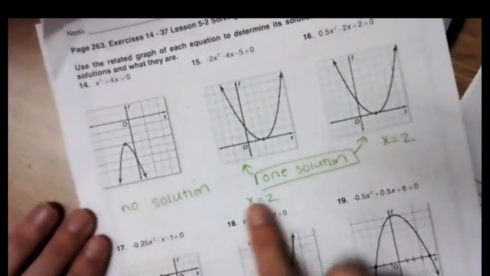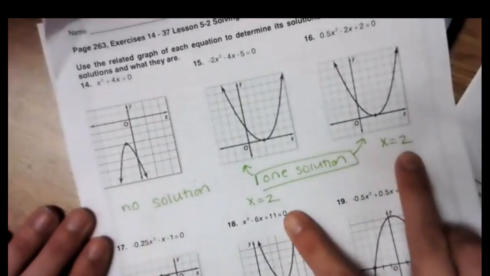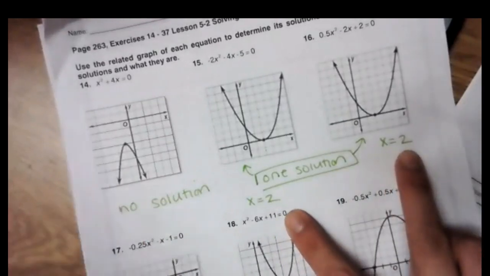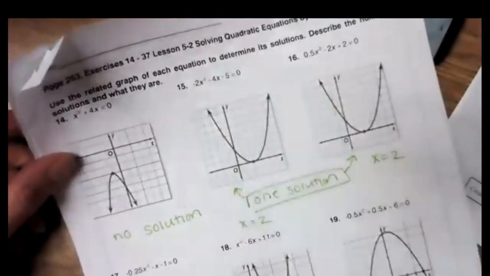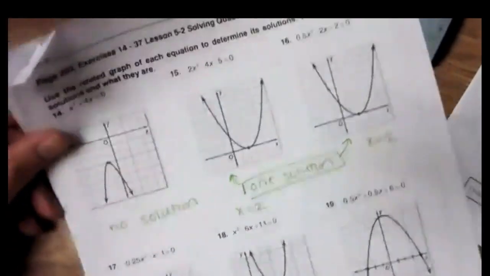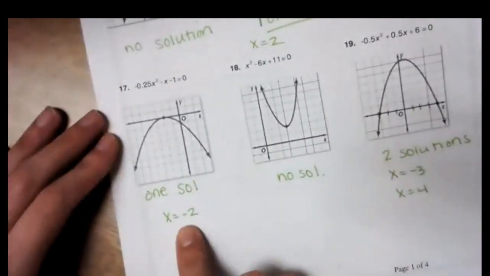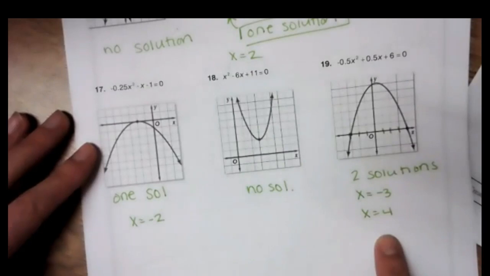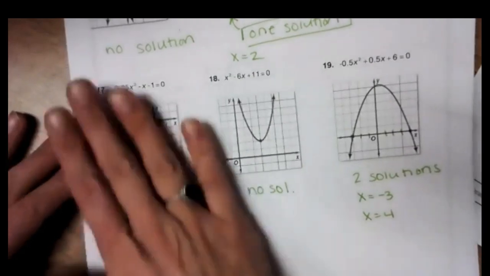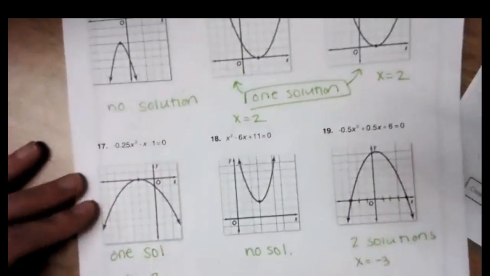So we have no solution, one solution, at x equals 2. Pretty sure I copied and pasted the same graph, but changed the equations up there, so my fail. And then one solution, no solutions, two solutions at -3 and 4. So that was all you had to do for the front.